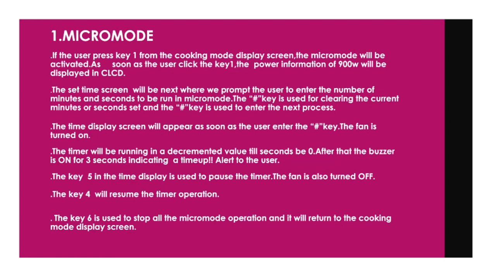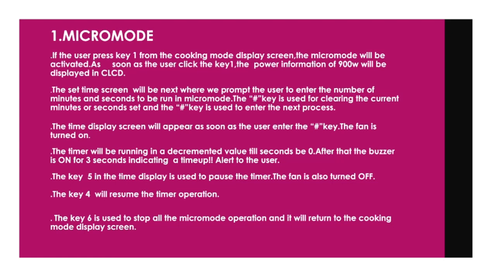The star key is used for clearing the current minutes or seconds set, and the hash key is used to enter the next process. The time display screen will appear as soon as the user enters the hash key. Next, the timer will be running in a decremented value till seconds reach zero. After that, the buzzer is on for a few seconds, indicating a timeout alert to the user.